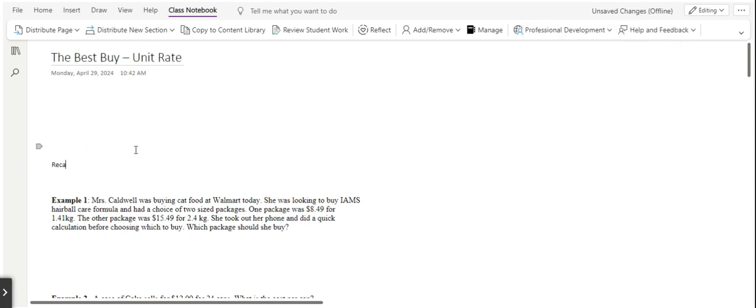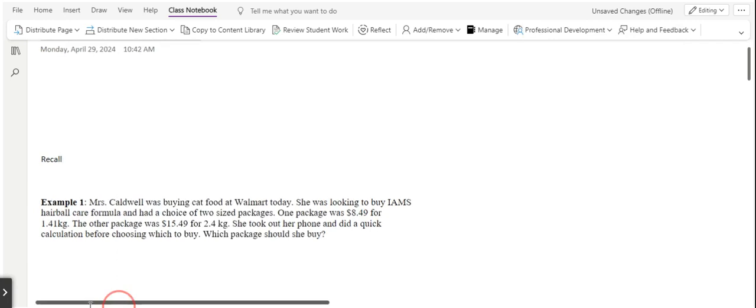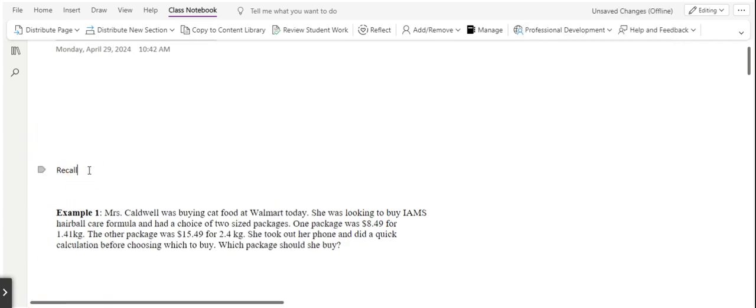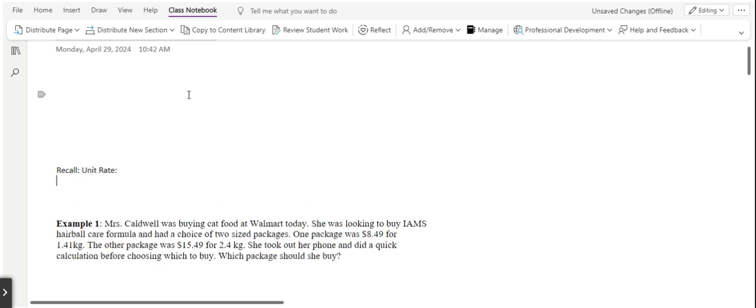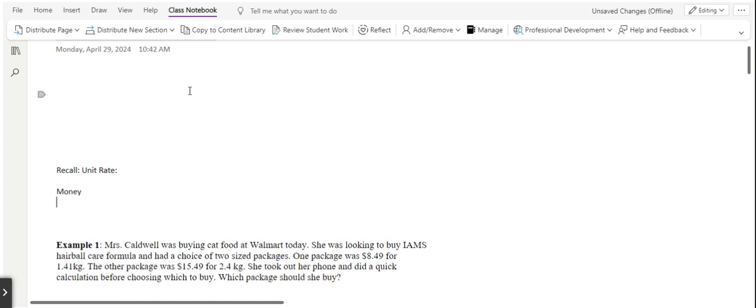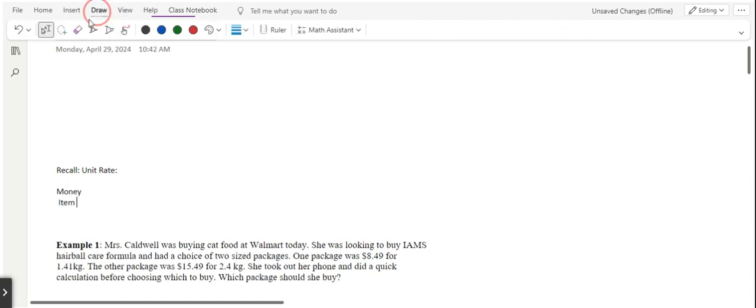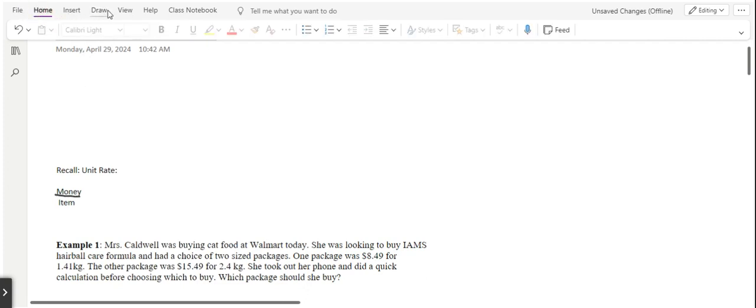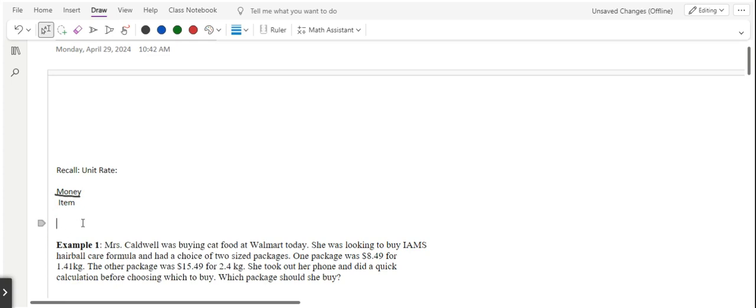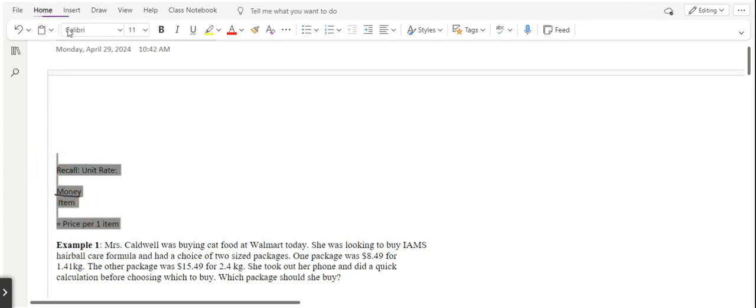And so recall that with respect to unit rate, this is the idea of we want to take our money and divide it by the item. And this is going to tell us the price. And what this will be equal to is the price per one item. Okay, this is what unit rate is. And it's a nice way to compare the price of items.